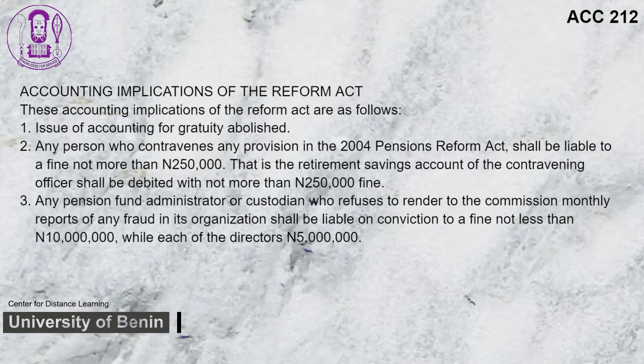250,000 naira fine. 3. Any pension fund administrator or custodian who refuses to render to the Commission monthly reports of any fraud in its organization shall be liable on conviction to a fine not less than 10 million naira, while each of the directors 5 million naira.